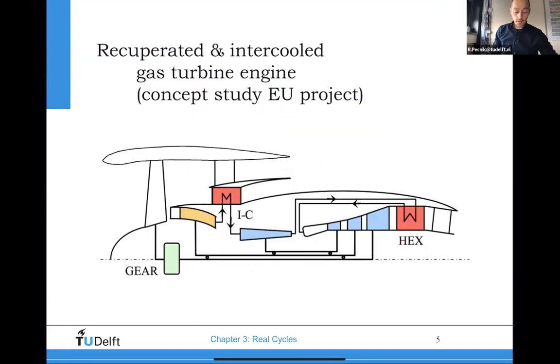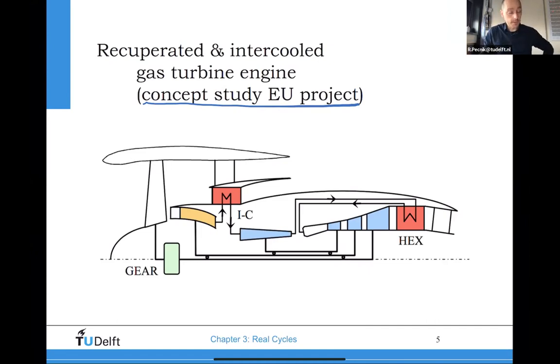Now, the other cycle, this is a turbine that doesn't exist, but it was studied in the European Union quite many years ago. And it's a concept study where they wanted to use, for example, a gas turbine for aircraft, which is using a lot of these tricks in order to make the efficiency higher. The current gas turbines for aircraft engines have very high pressure ratios. They can go up to 60.